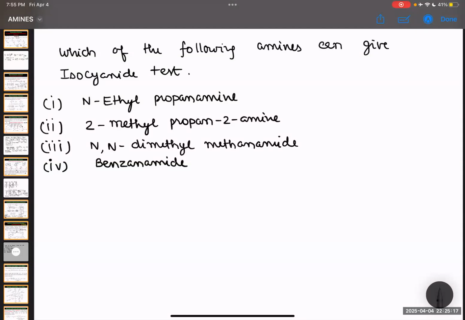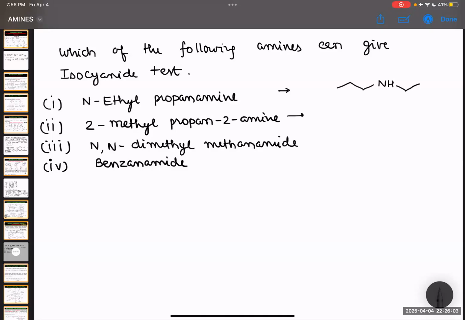And why have I given them? Because I need to communicate one point: you should be quite familiar with the IUPAC names also. Because in a lot of questions you can expect them. Sometimes you know the question, but you make a silly mistake just because of the name. You make a mistake in deciphering the name correctly. So N-ethyl propanamine: you have propane, and you have amine, and on N you have ethyl. Okay, this is the structure.